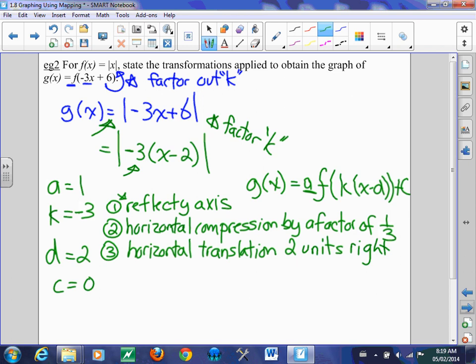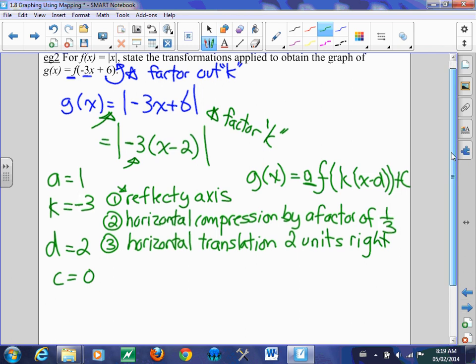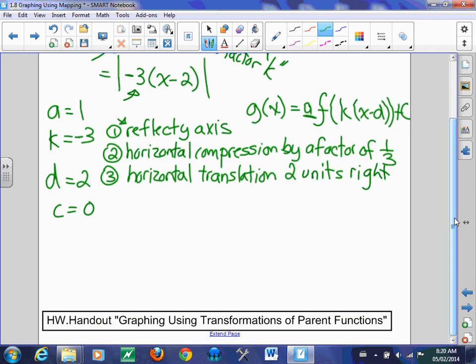Okay? All right, ladies and gentlemen. So for your homework today, I want you to take a look at the handout I gave you in class, or check my website, and the link will be there to the graphing using transformations of parent functions, okay? And that's going to be practicing that mapping sequence.